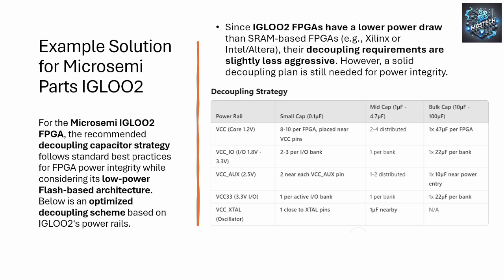For this FPGA, place 0.1 microfarad capacitors within 2 to 4 millimeters of the power pins, 1 to 4 microfarad capacitors within 5 to 8 millimeters, and bulk capacitors near the power entry points or voltage VRM modules. Now, if you can get it closer, that's better. But these are guidelines, not essentials. The guideline is try to beat what I've just said rather than not. So this is an example table of a decoupling strategy for an IGLOO 2.